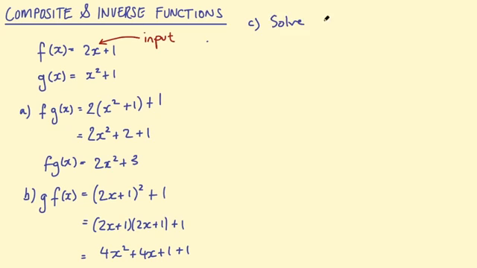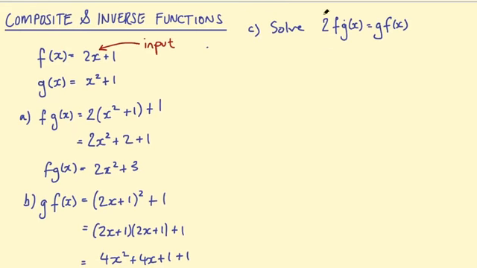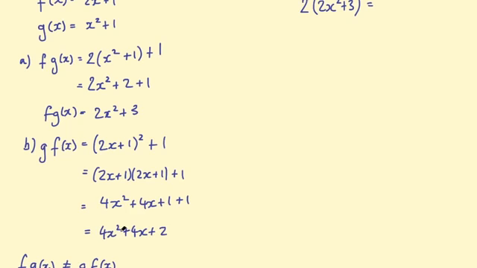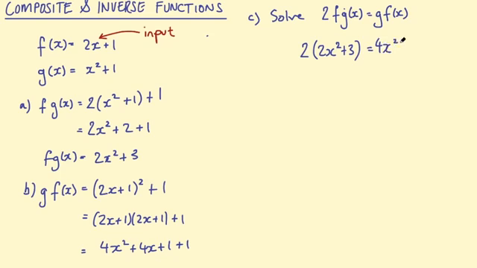solve 2f of g equals g of f. So here we need to take the solutions to these functions, make them equal, and then solve the equation. So I have f of g, that's 2x squared plus 3. So I need to multiply that by 2. So it's going to be 2 times 2x squared plus 3. And I also have g of f, which is 4x squared plus 4x plus 2. So that's on the right hand side.